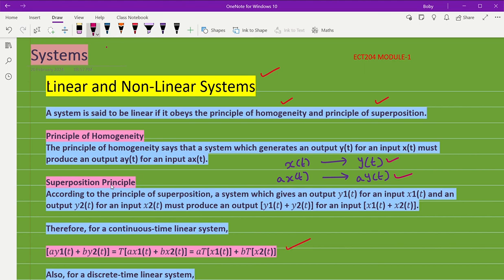The second one is the superposition principle. അതായത് if you give an input x1 of t and produces an output y1 of t. Similarly, we give the second input x2 of t that produces an output y2 of t. അങ്ങനെയാണെങ്കിൽ നമ്മൾ ഇതിന്റെ ഒരു കോമ്പിനേഷൻ x1 of t plus x2 of t ഇൻപുട്ട് ആയിട്ട് കൊടുത്തു കഴിഞ്ഞാൽ നോർമലി നമുക്ക് y1 of t plus y2 of t കിട്ടുന്നു. ഇതാണ് സൂപ്പർപൊസിഷൻ പ്രിൻസിപ്പിളിൽ പറയുന്നത്. അപ്പോൾ ഈ രണ്ട് പ്രിൻസിപ്പിൾസും ഒബേ ചെയ്തു കഴിഞ്ഞാൽ സിസ്റ്റം ലീനിയർ ആണ് എന്ന് നമുക്ക് പറയാൻ കഴിയും.